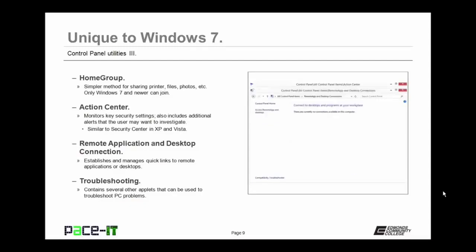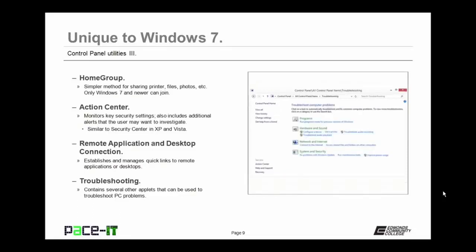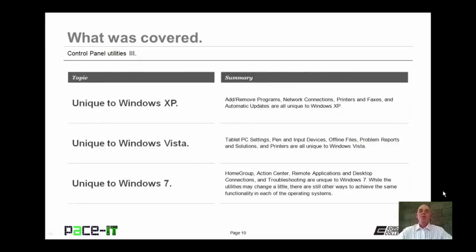The RemoteApp and Desktop Connections utility establishes and manages quick links to remote applications or desktops. And finally, there's the Troubleshooting utility. This contains several other applets that can be used to troubleshoot PC problems.